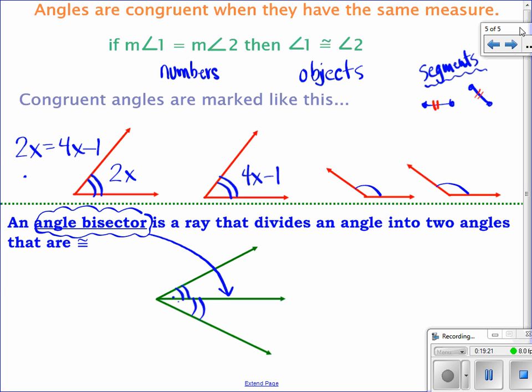Questions? So essentially today, we talked about measuring angles, and then we also talked about adding 2 angles together and equaling the total angle measure, or setting them equal to each other if they're congruent. That's really all of the homework and what you're going to be doing. Any other questions?